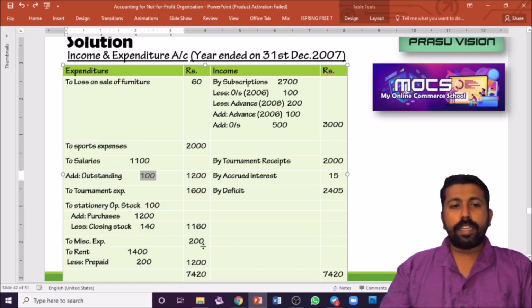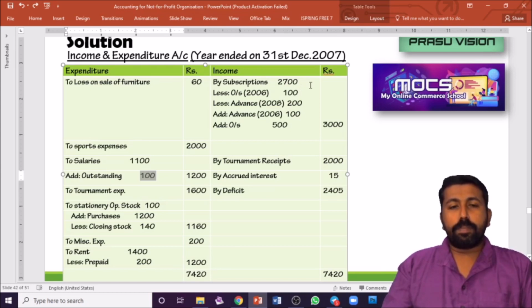Miscellaneous expense we have taken. Rent 1,400 they paid, but they paid 2 months in advance. So we are finding the additional amount paid in advance, that is prepaid rent. It will be deducted. We will get 1,200. Subscription, please look at this. 2006.